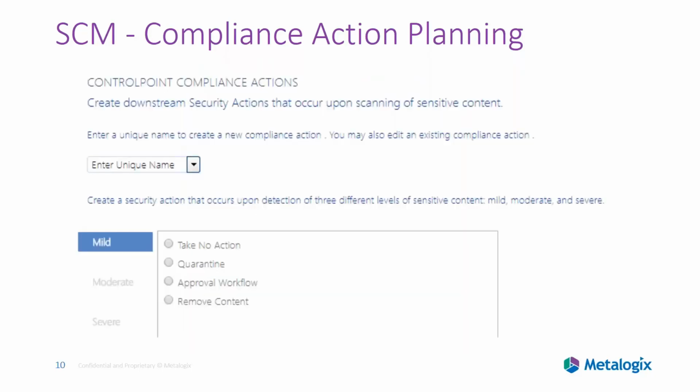So here is an example of how that looks in Control Point. Let's take a look at the available actions here under the Control Point Compliance Actions. For each level of sensitivity, mild, moderate, or severe, you can choose one, take no action, and alert selected users. Number two is quarantine the items and send out a notification to select users. Number three is you can start an approval workflow with selected users. And number four, you can remove content and alert selected users as well.